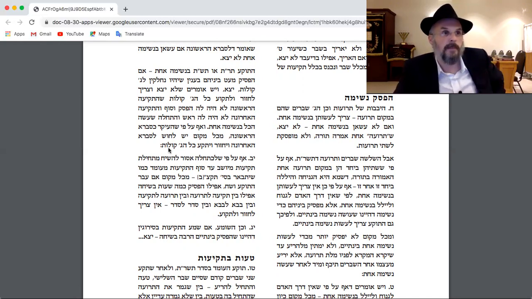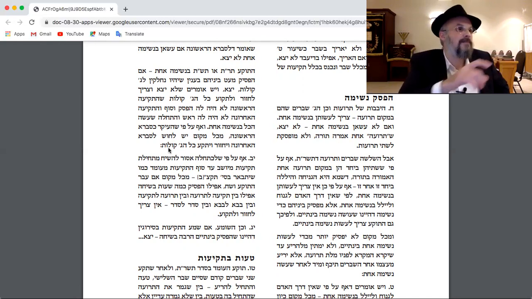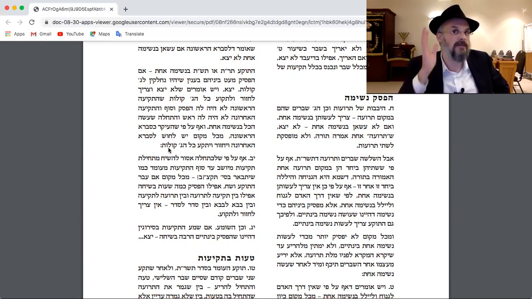Not every set. After tkiya, take a breath. Yes, but not between your three shvarim. Meaning after each, not after each set, but after each item. After each item, take a breath. After every tkiya, after every shvarim, and after every trua. Take a very small breath.